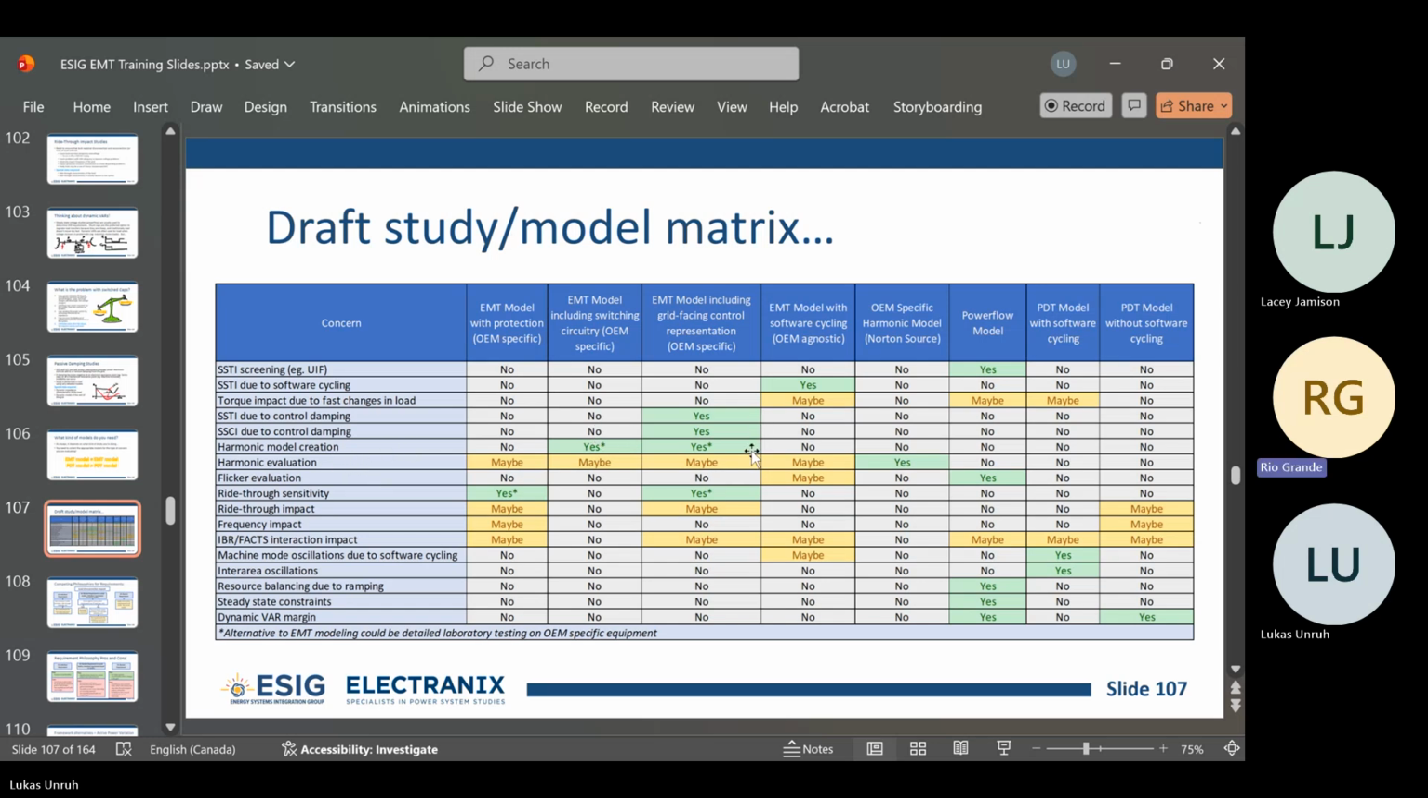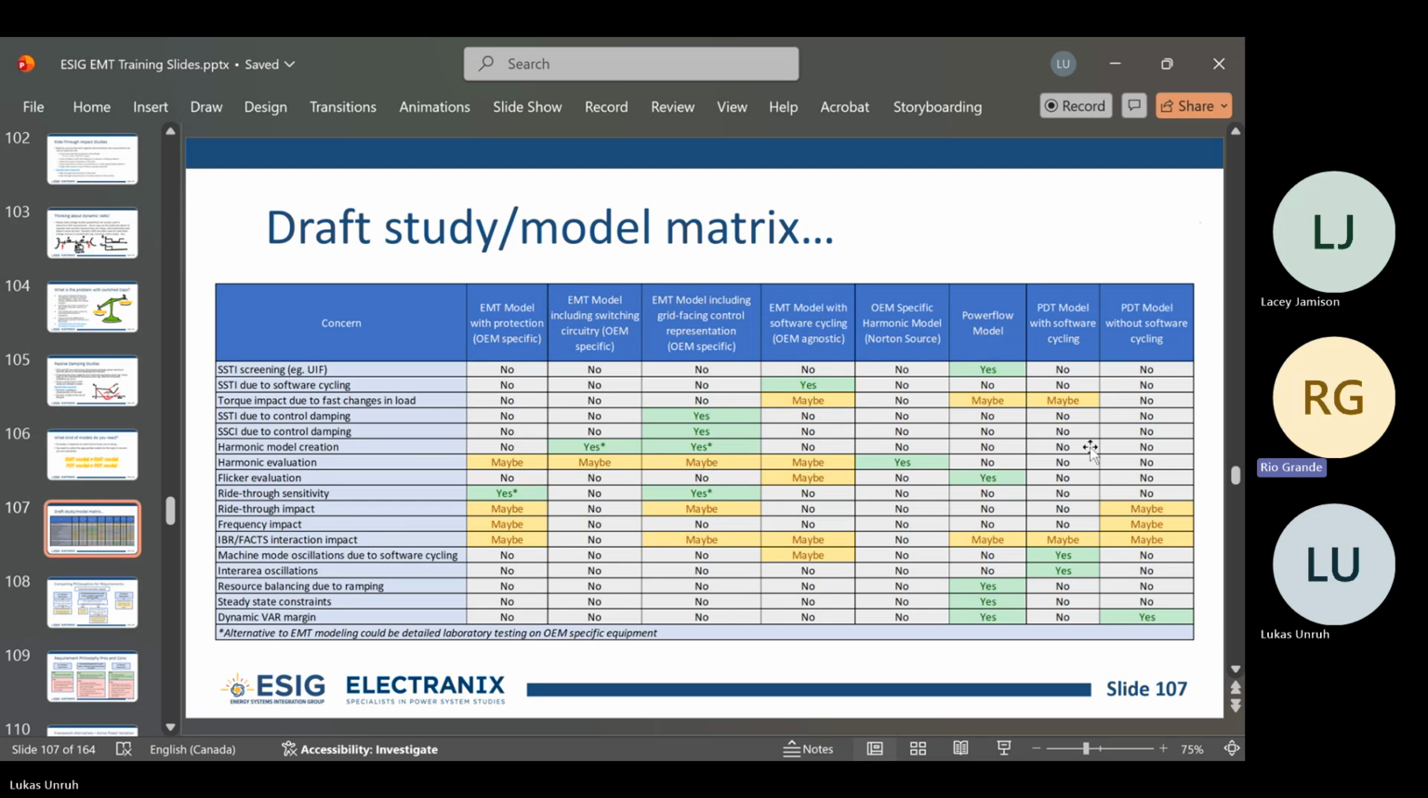Harmonic model creation: you can use EMT to create the harmonic model that I talked about, that Norton equivalent. You can do that in EMT if you want. To actually do the study, we'd say an OEM specific harmonic model, that Norton source, is what you really need for the harmonic study. You might be able to do it with some other tools as well. Collector evaluation: power flow model, and possibly EMT.